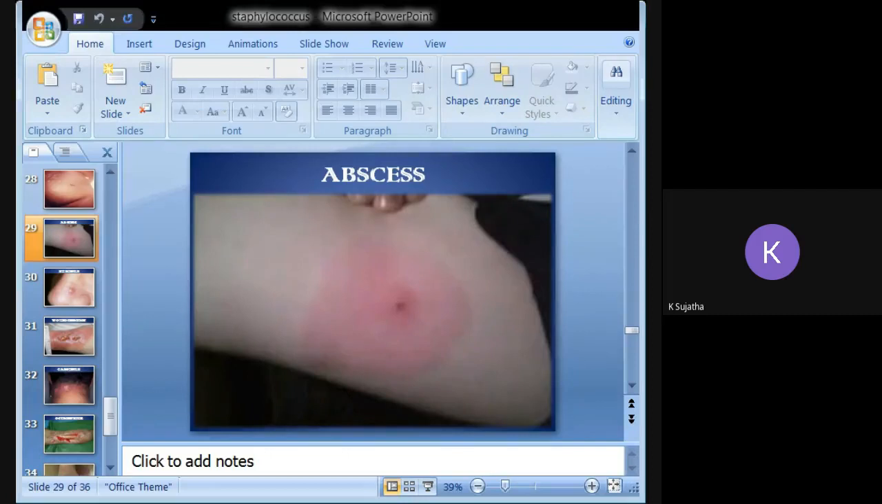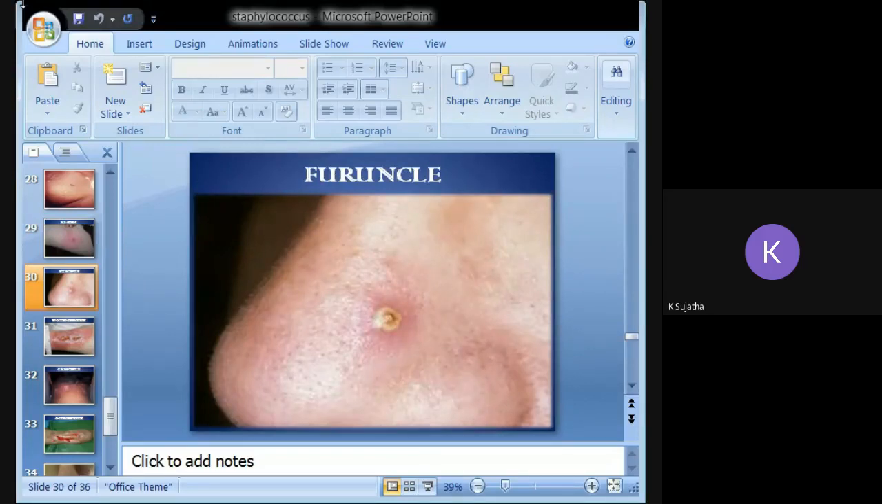Abscess. This is like a wound infection. See this one? This is all red rashes. Next, furuncle, this is the pharyngeal, also like a boil. So this boil converts to a pus infection. This is a painful pus-filled boil, formed under the skin. This is pharyngeal.